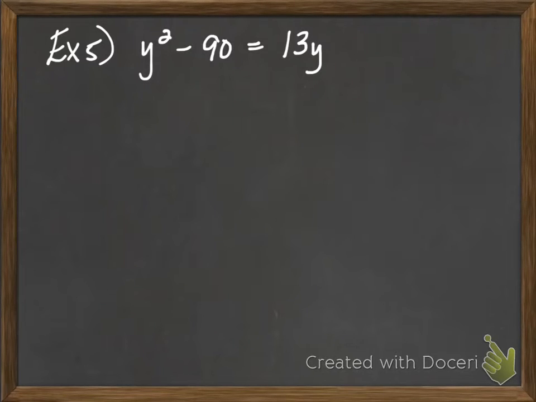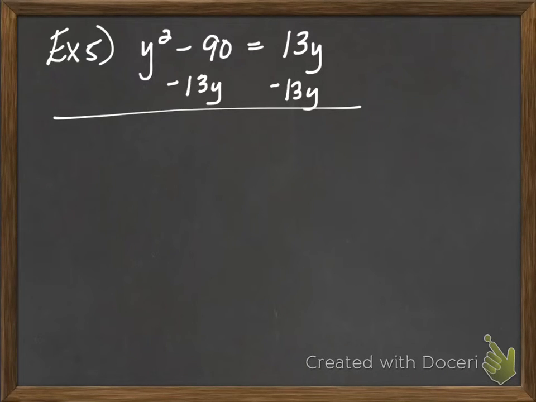Example 5. Y squared minus 90 is equal to 13y. Alright, you tell me what to do. I've given you an example of every possible situation, so y'all tell me. Yeah, we want to move everything over to the side where the y squared is positive. So let's subtract 13y. Should we put the left-hand side in any specific order? Standard. Good job. So standard would be y squared minus 13y minus 90 is equal to 0.